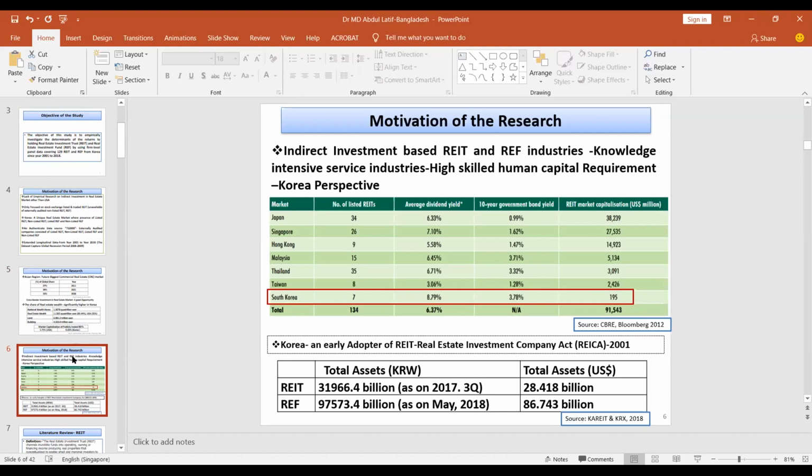Regarding Korean REIT and REIF, the total asset for REIT is 28 billion US dollars, and for REIF it is 86 billion. So it is very small compared to its counterparts Japan, Singapore, and Hong Kong, as well as other Asian countries like Malaysia and Thailand.